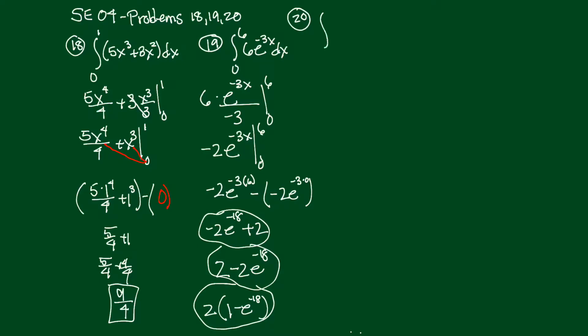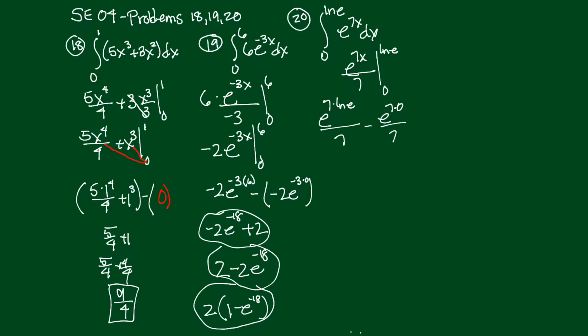Number 20, let's take the integral from 0 to the natural log of e of e to the 7x dx. So it's exponential, so we know we're going to get e to the 7x, right, the function itself, divided by that coefficient from 0 to natural log of e. Let's put in the upper exponent. So we'll get e to the 7 times natural log of e over 7 minus e to the 7 times 0 over 7. Now what have we got here?